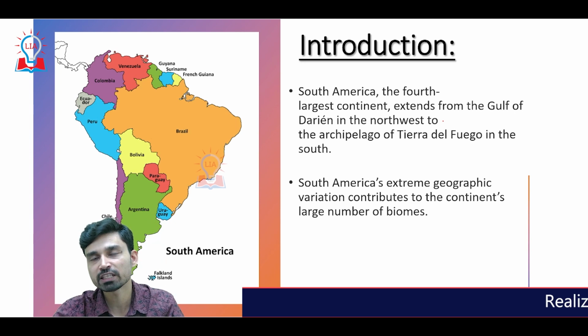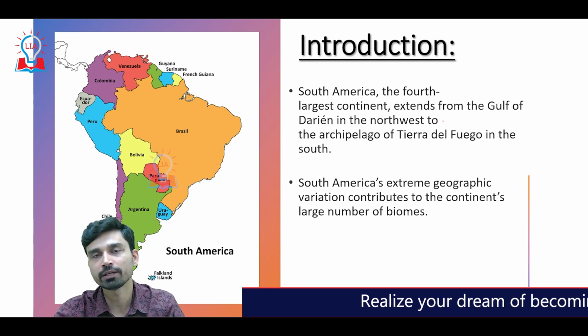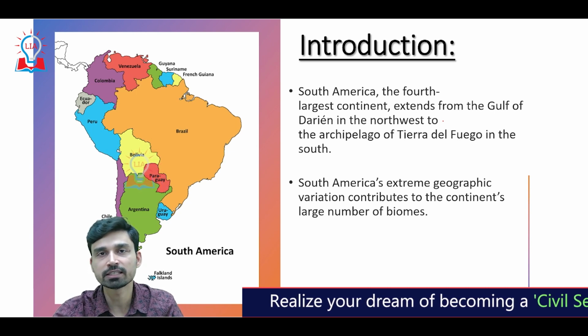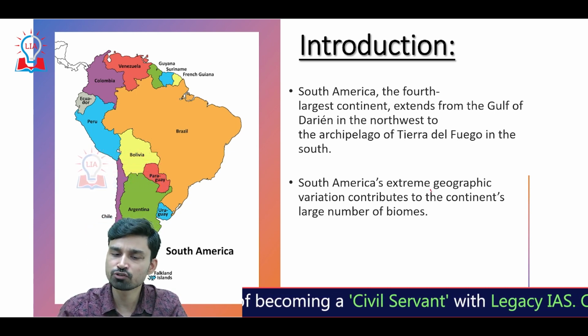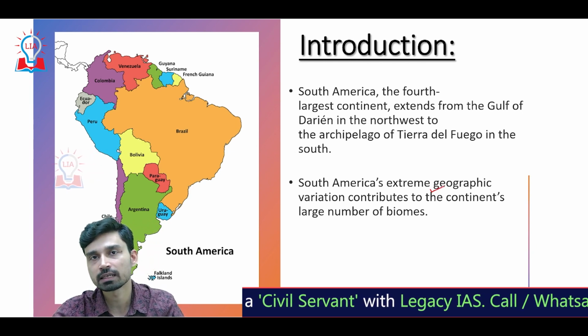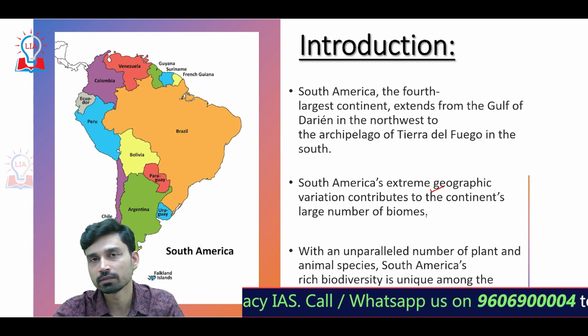Now, South America has very extreme geographical variation, from high-rise mountains to plateaus to the driest regions such as desert areas. You have the Amazon rainforest. So, due to this extreme geographical variation that this continent has, a large number of biomes are also found in this particular area.